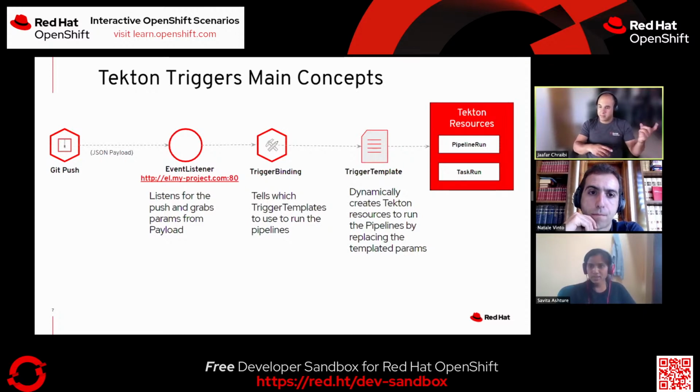Exactly. So you say, I have a webhook, and you select whatever events you want to intercept, and you put that URL that is generated by the OpenShift router, basically, to point to the event listener for the specific repository.